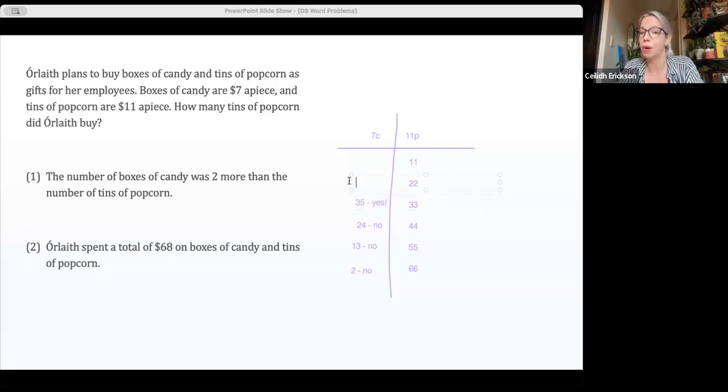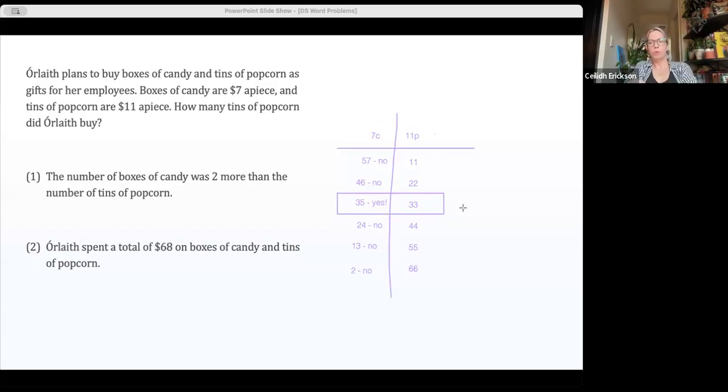Let's see if there are any other possible options. 22, we're going to look at 46. No, not a multiple of 7. 11, that would be 57. No, not a multiple of 7. And that means that the only thing that works, where a multiple of 7 plus a multiple of 11 added up to 68, was this combination. That has to be the answer. So we had to have bought 5 boxes of candy, and then 3 tins of popcorn. She must not have very many employees that she's buying things for. I don't know, but this is the only option.